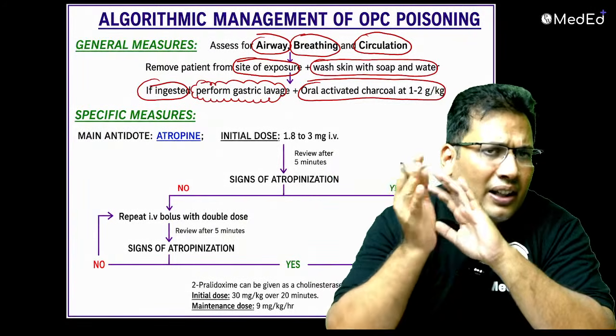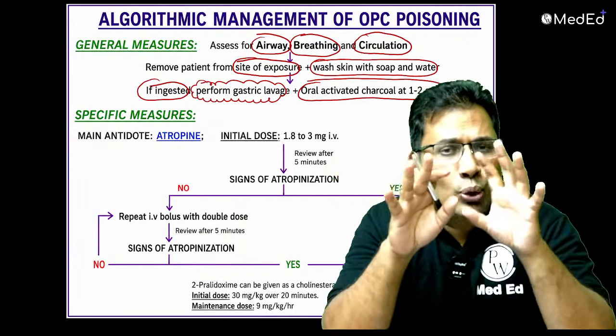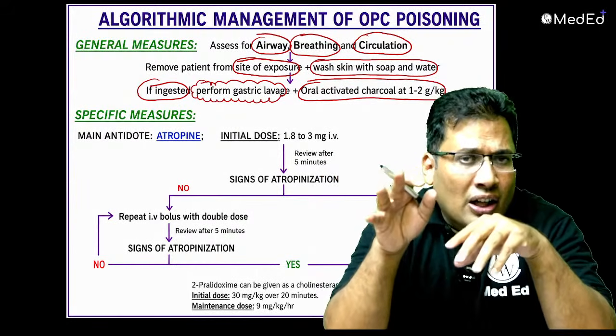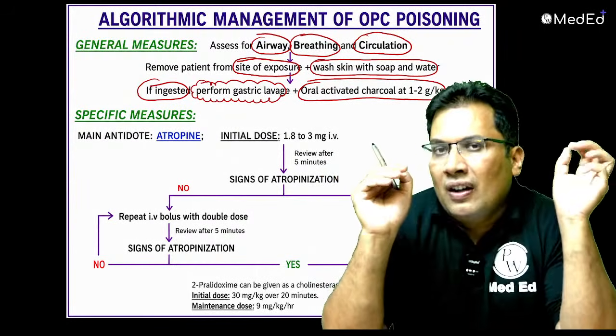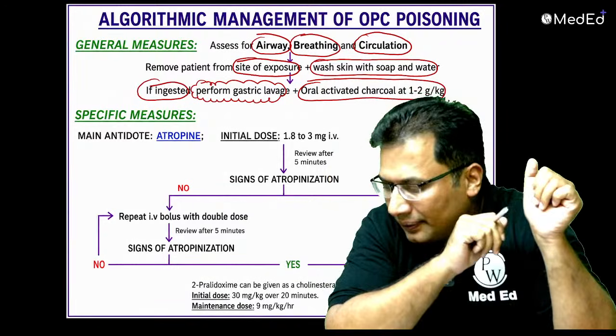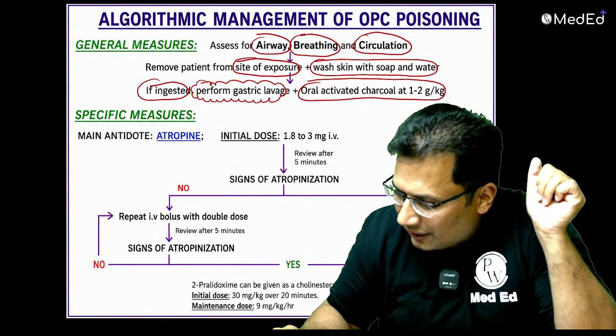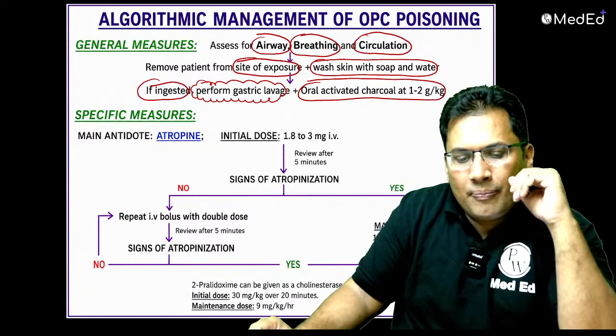Again, there are some contraindications, but both the procedures, gastric lavage and activated charcoal, are used in case of organophosphorus poisoning. So try to memorize this. This is again very commonly asked.